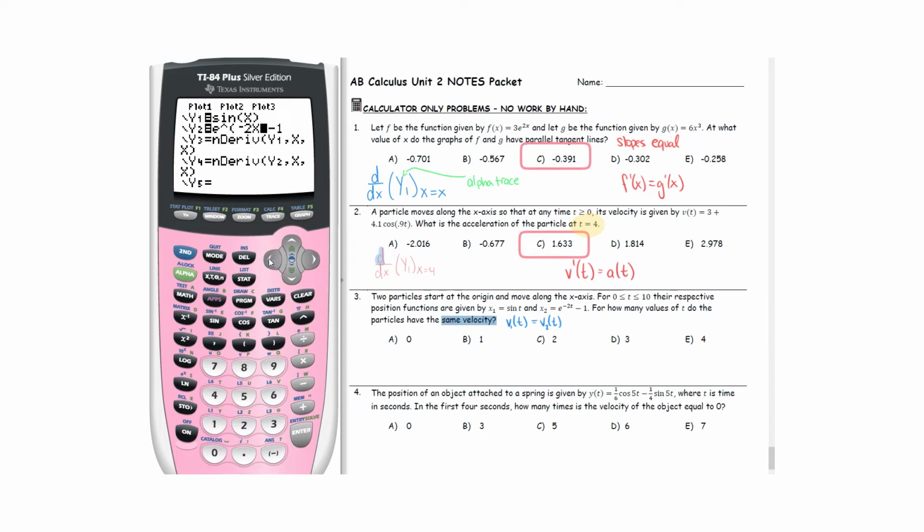And we need to go turn off y1 and y2, and then turn back on our derivatives. Because here we want same velocity, so we want the derivatives to equal each other. They gave us a window, so let's go and double check. Our window should be 0 to 10 for our x's. It doesn't say anything for y's.